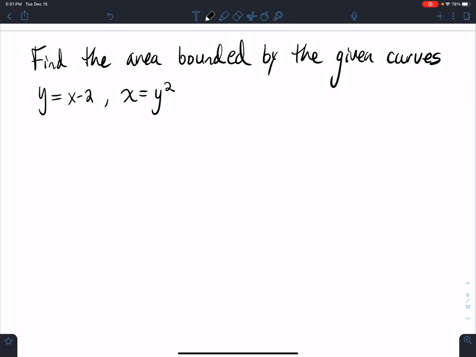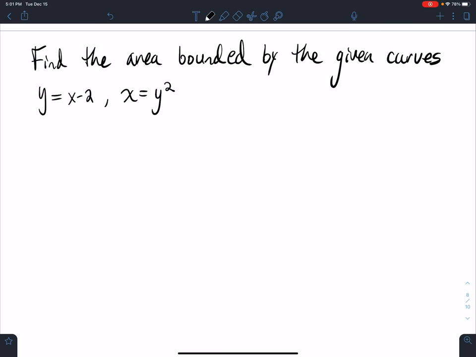So here we've got a problem where we're going to find the area bounded by the given curves. y equals x minus 2. And then something a little weird, it's x equals y squared. Okay? So maybe you have seen something like that before, but maybe you haven't.